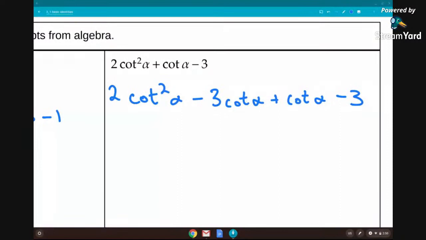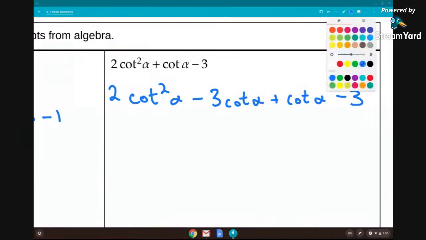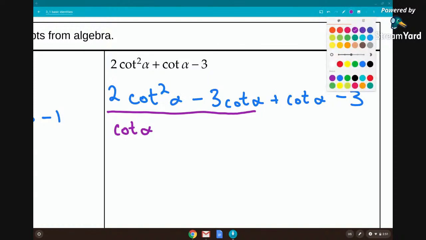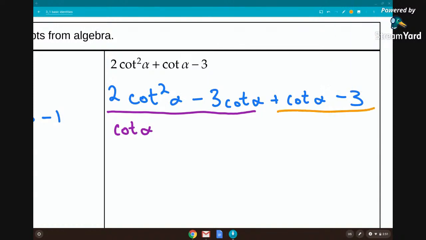So there's our split the middle step, and reminding us once you have 4 terms, you want to look and factor by grouping: factor out the greatest common factor in your first 2 terms, factor out the greatest common factor of your second 2 terms. So this is equal to cotangent alpha of 2 cotangent alpha minus 3.